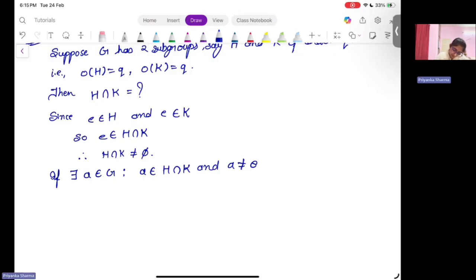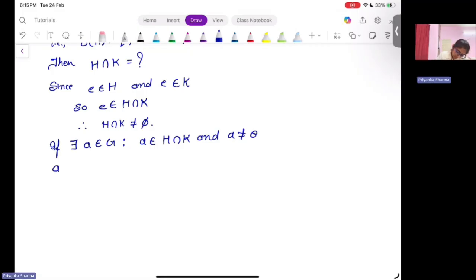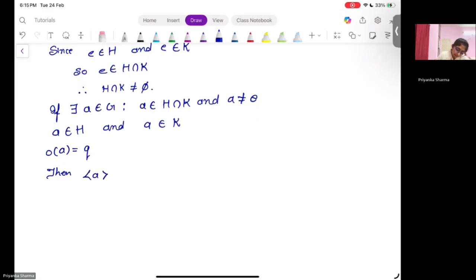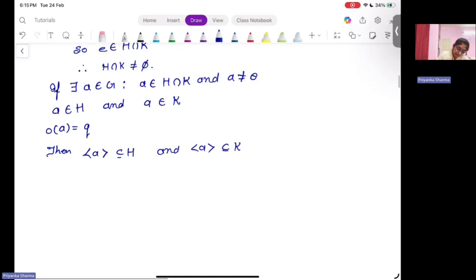So if there exists some A belongs to G such that A is in H intersection K, then this A will be in H and A will be in K, and obviously order of A will be Q. Then the subgroup generated by A will be in H, and the subgroup generated by A will be in K, but order of the subgroup generated by A will be Q.